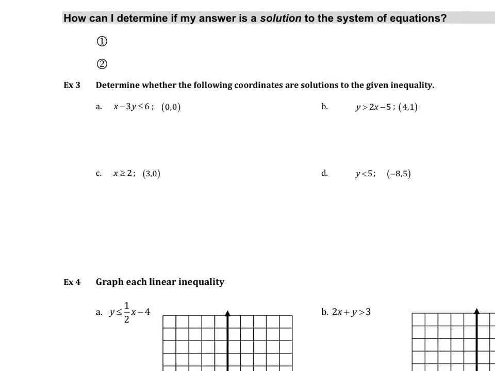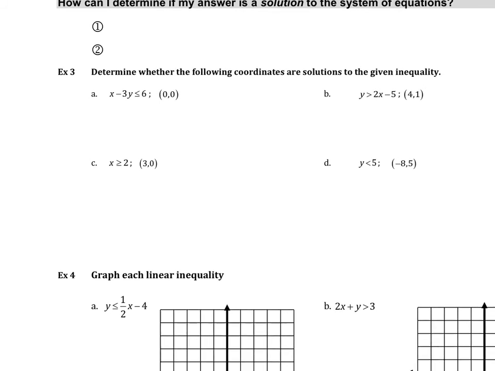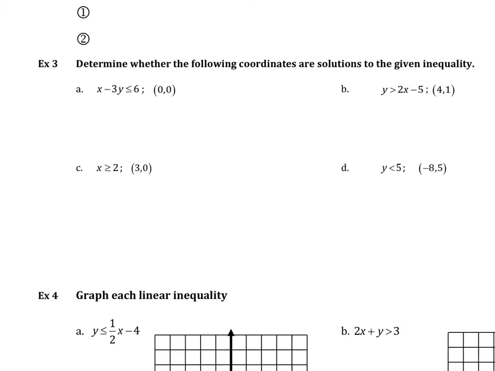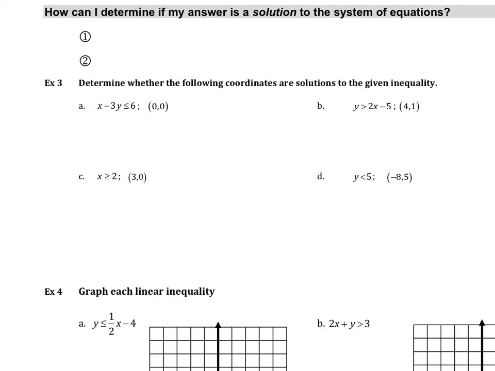So for example 3 here, we're going to determine if it's a solution to the inequality. And we do the same thing as our test point, we just plug in. So we know that in this coordinate, this 0 is x, this 0 is y. So I'm going to plug in 0 for x and 0 for y. 0 minus 3 times 0, is that less than or equal to 6? Well, this would be 0 less than or equal to 6. That's true. So we get a smiley face, so we would say yes. 0, 0 is a solution.